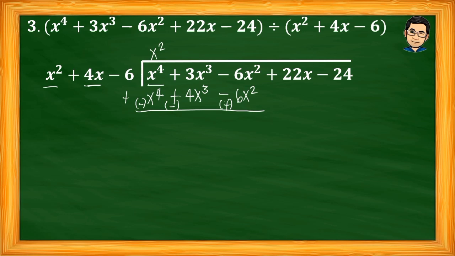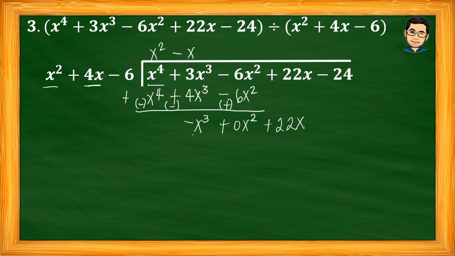3x cubed plus negative 4x cubed, that is negative x cubed. And then, negative 6x squared plus 6x squared, that is 0. Okay? So, pwede natin isulat na 0x squared. And then, bring down 22x. Ayan. Next, negative x cubed divided by x squared ulit. So, that is 3 minus 2, 1, kaya negative x.